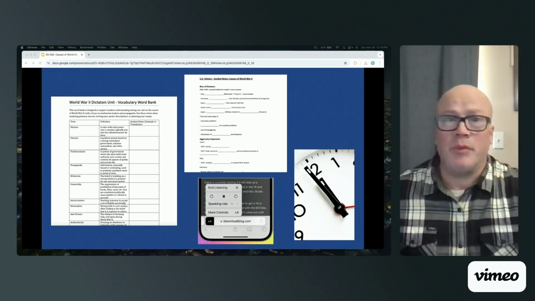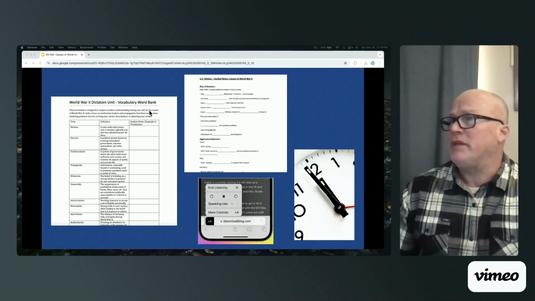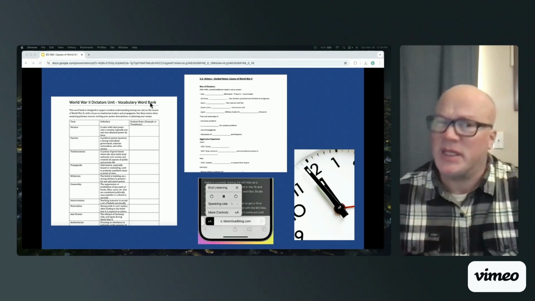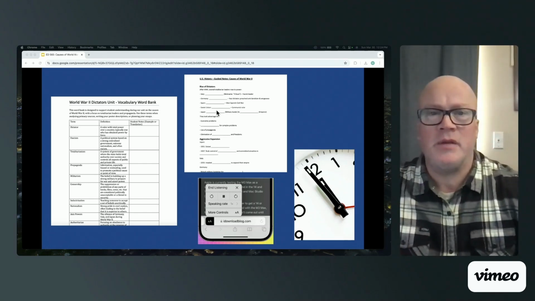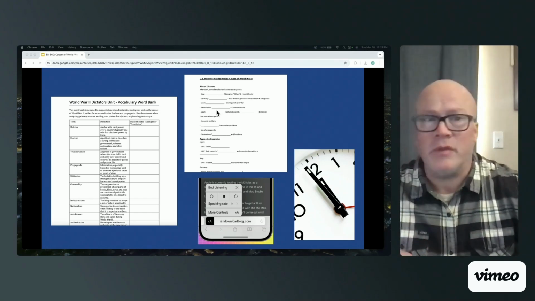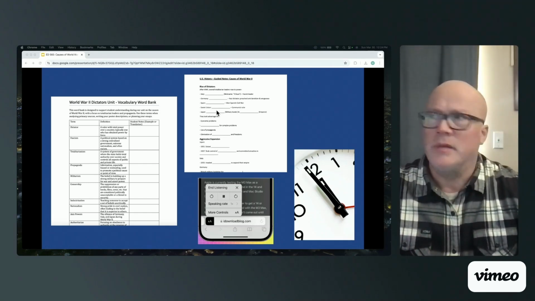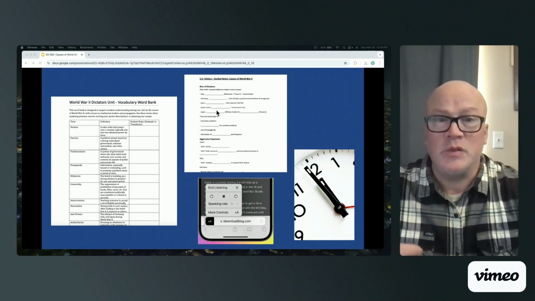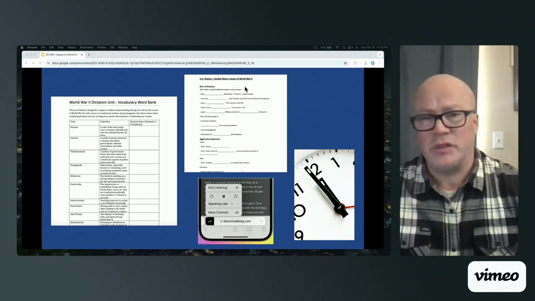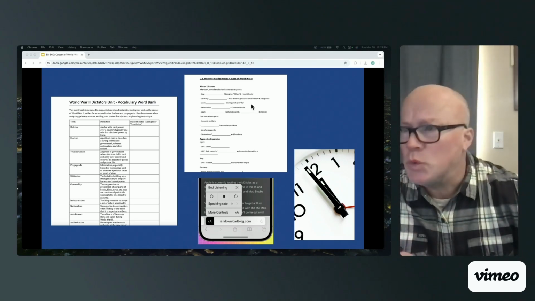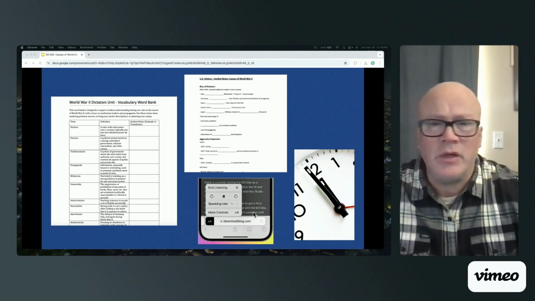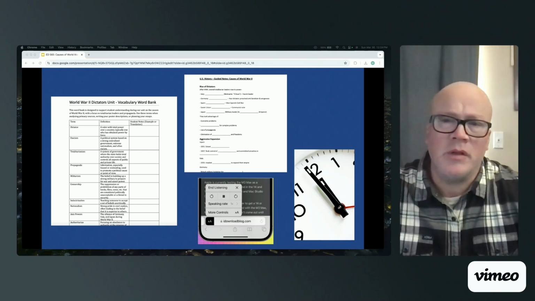Here's another example of ELL will receive a word bank to help them kind of process new historical terms as well. I also provide sentence frames for writing and discussion so that they can participate confidently without language barriers holding them back. And for students with IEPs or 504s, I offer these guided notes during lectures, audio support for textbook readings. They can use text-to-speech tools like this one right here, and obviously they also have more time allotted to them.